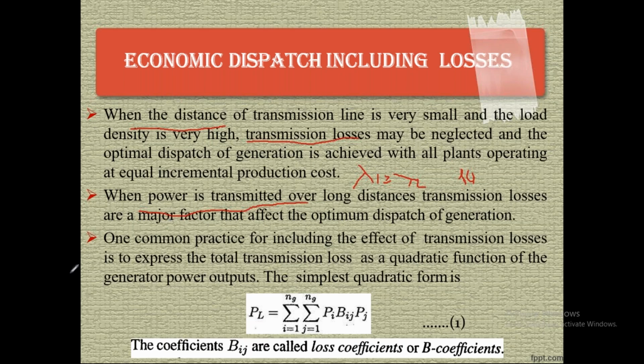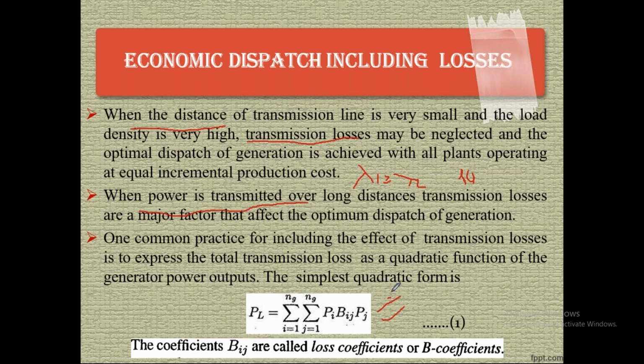In this condition, the common practice for including the effect of transmission losses is in the form of a quadratic function, and this is the power loss. The power loss expression, PL, is included because we are including the losses here, right? In the last derivation we did not consider it because there were no transmission losses. So this equation is called the power loss equation, and it is in a simple quadratic form.